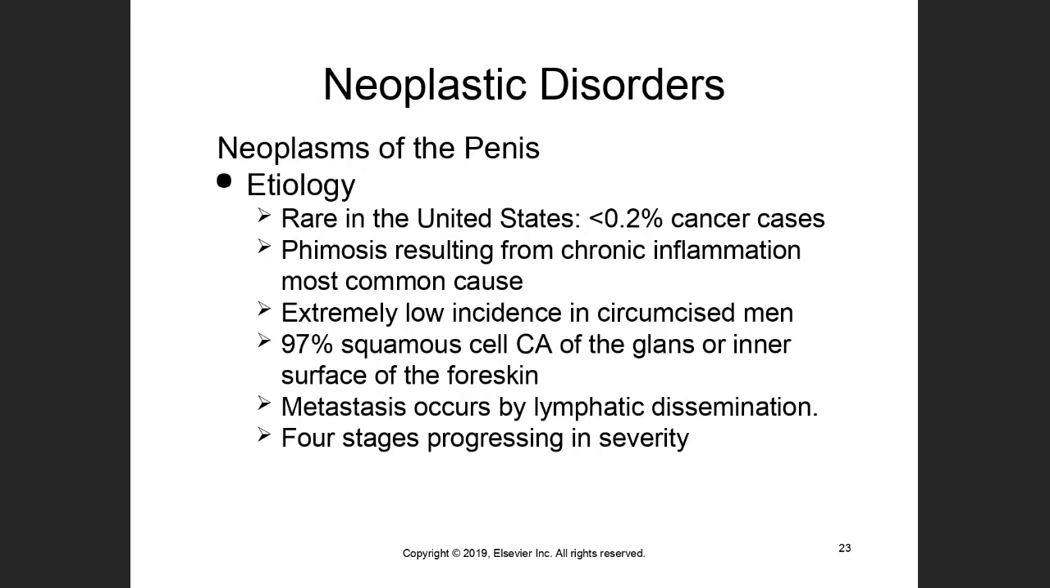Neoplasm of the penis etiology is extremely rare. Phimosis can result from chronic inflammation and is the most common cause, with extremely low incidence in circumcised men. 95% are squamous cell carcinoma. Metastasis occurs by lymphatic dissemination.